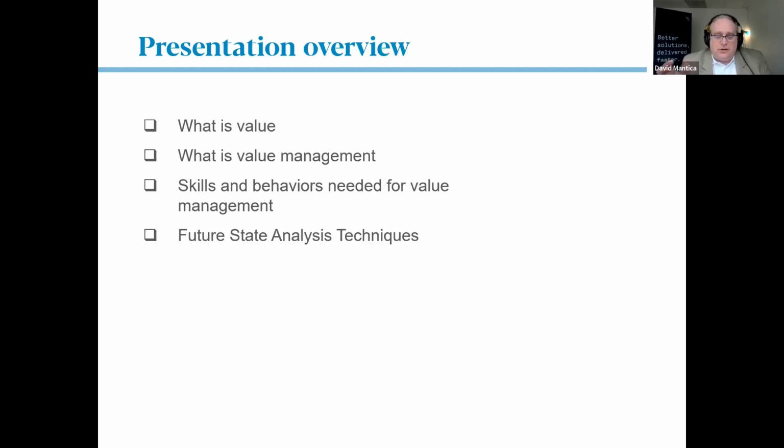So in the presentation, we're going to talk about value first. What is it? Then I'm going to get into value management, and you'll see that there's no clear definition of who owns value. Then we'll talk about the skills and behaviors needed for value management. That's a fun section. And then my pet peeve, the thing I'm really passionate about, is the idea of future state analysis associated with value management.